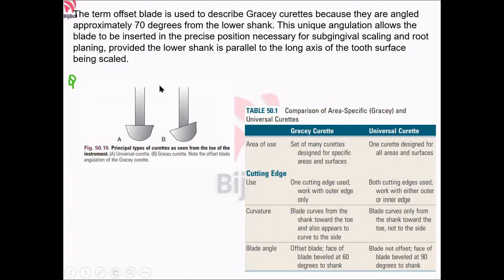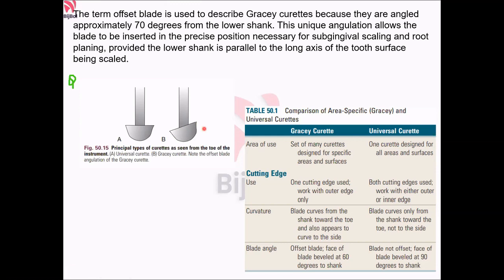The term offset blade is applied to Gracie curettes. Guess why? They have a 70-degree angle. If you notice, this is how the angulation of the blade is to the shank in case of a universal curette. But you can see in case of a Gracie curette, the blade is at an offset angle. So it is 70 degrees from the lower shank. Why this angle? This unique angulation allows the blade to be inserted in a precise position and to permit proper subgingival scaling and root planing. So remember this diagram and this offset angle of Gracie curettes.